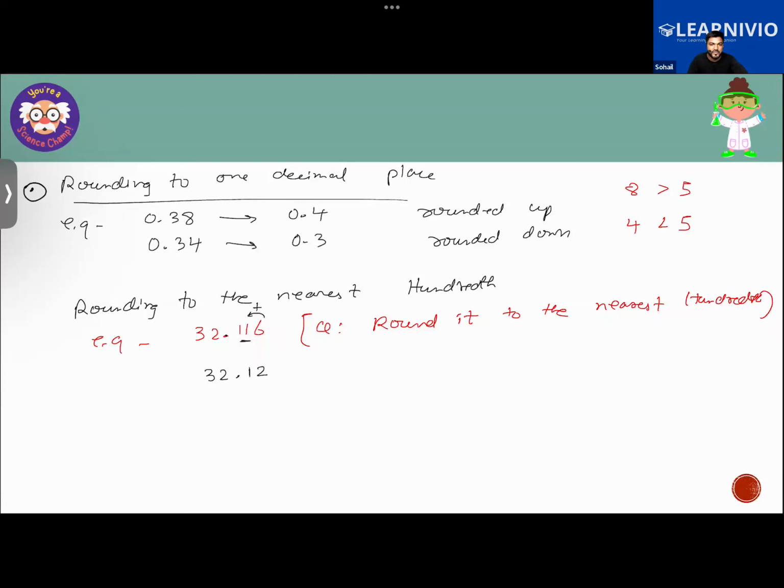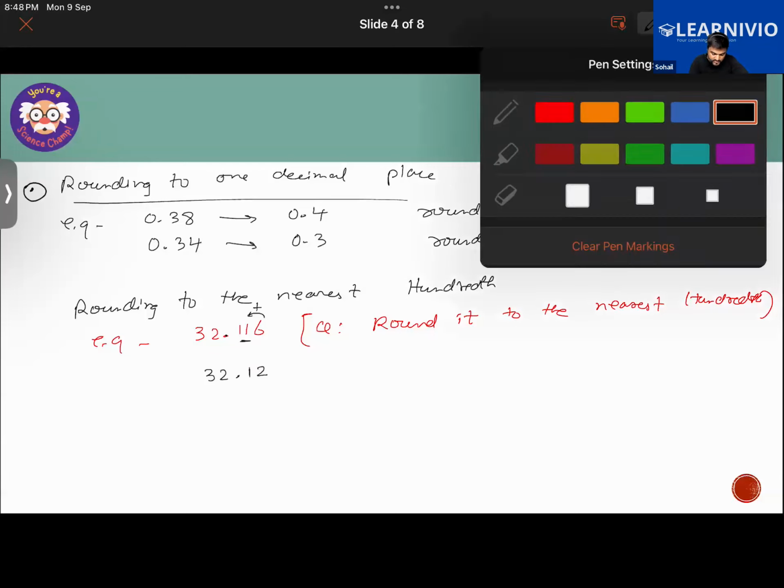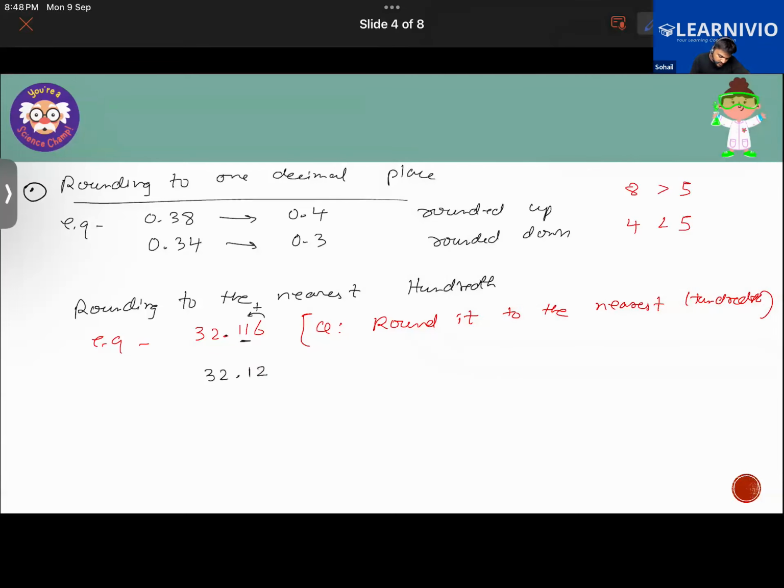Let's do some questions in this, then you'll get it more clear. The question you are going to do: round off the number 41.324 to the nearest hundredth. Sir, can you repeat that again? You have to round off to the nearest hundredth. This is the number.